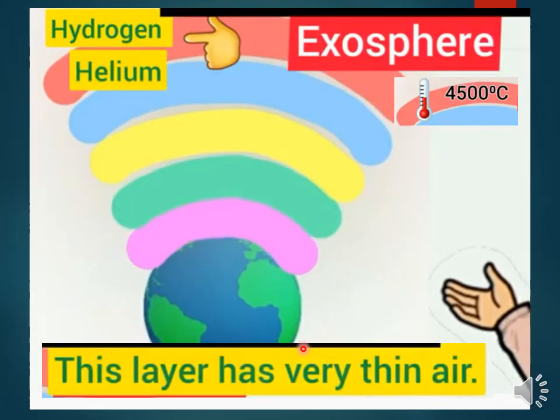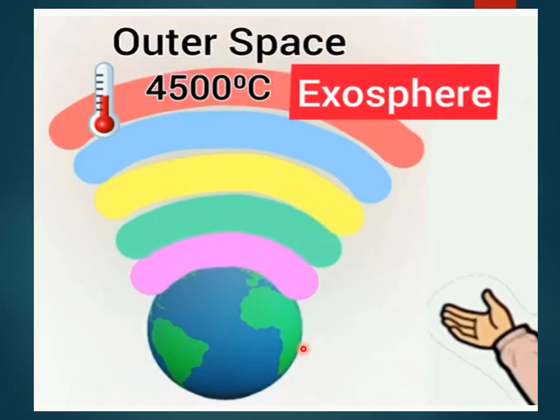The uppermost layer of the atmosphere, which is the last layer of the atmosphere, is known as the exosphere. This layer is very thin, and light gases like helium and hydrogen float into space from here. So after the exosphere, it is only outer space, and the temperature here is 4500 degrees Celsius. So children, you can see the temperature of the exosphere is 4500 degrees Celsius, and after the exosphere, which I told you is thin air, it is outer space.